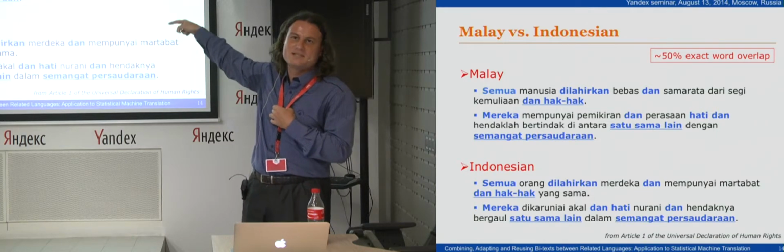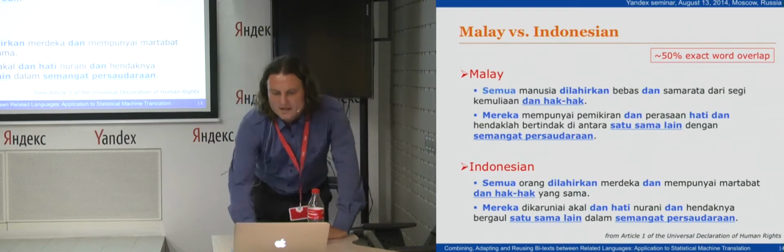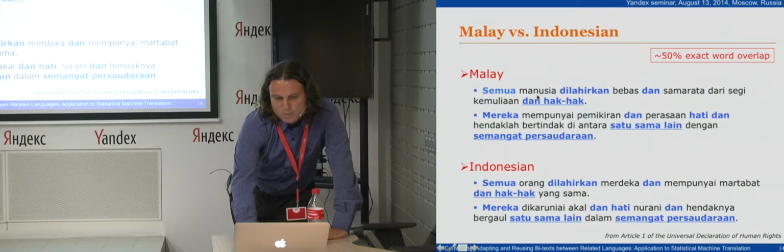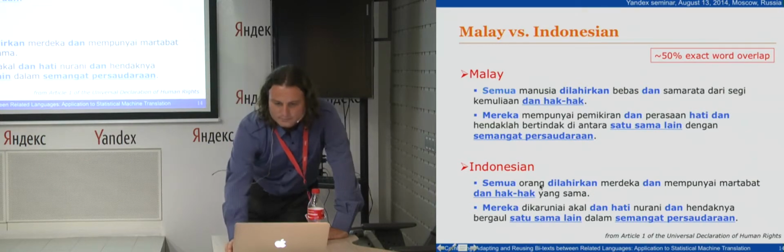Of course, part of this is translator's choice, right? And the actual overlap is higher. So for example, dari means from, it exists in both languages. Dengan means with, it also exists in both languages. Manusia means human, it exists in both. Orang means a man, it also exists in both, and so on and so forth.